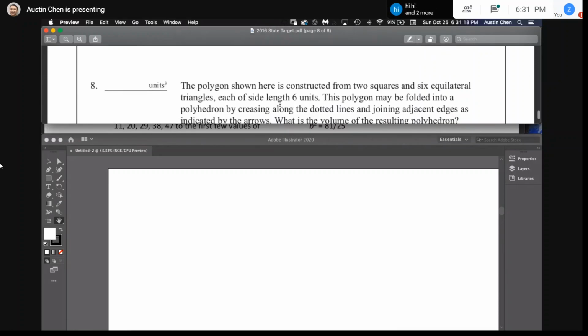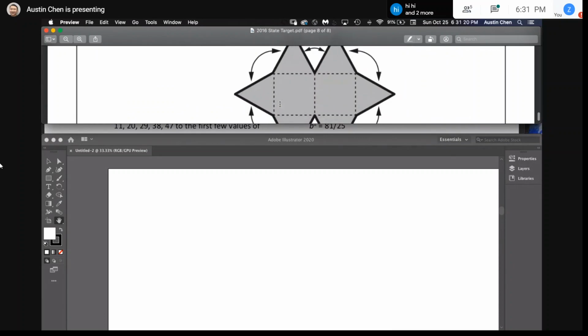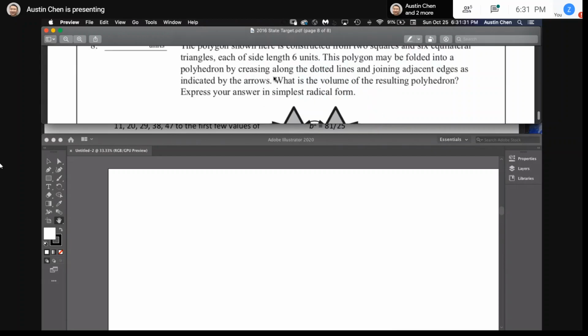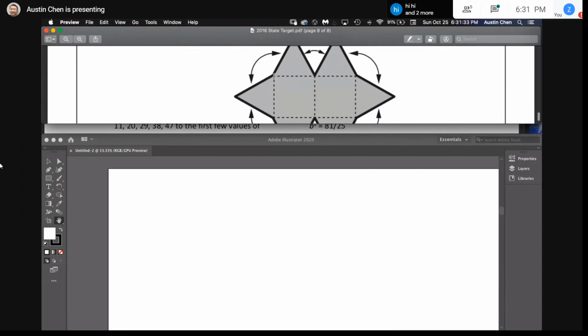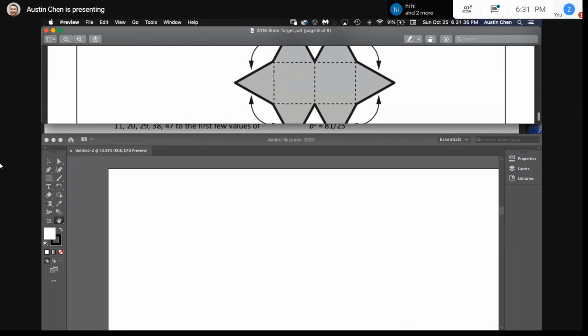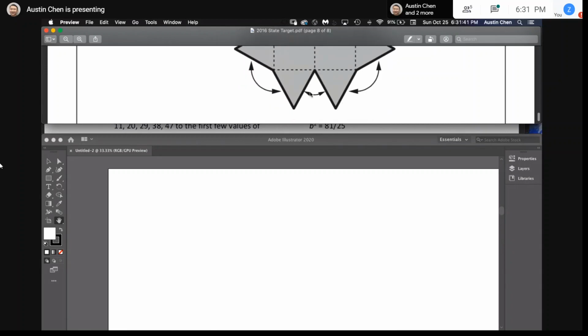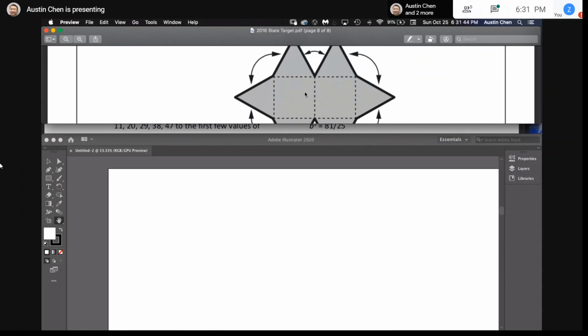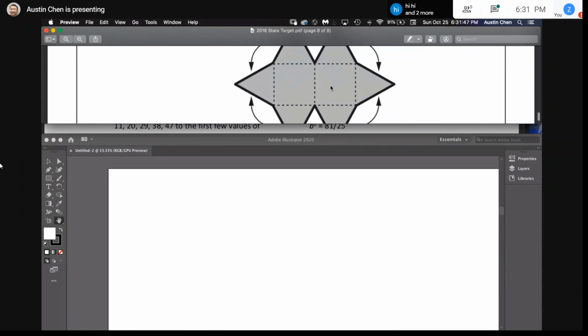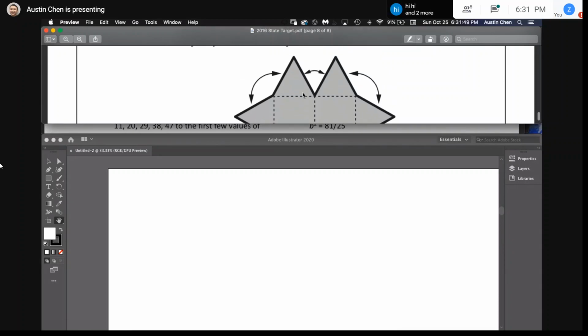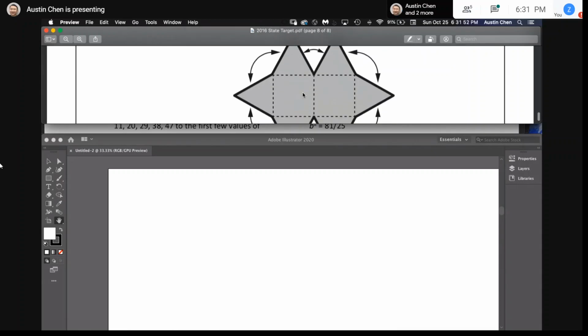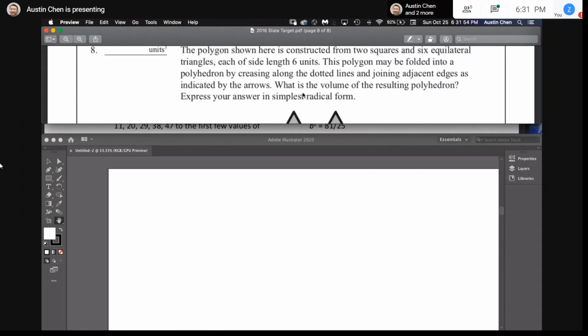All right, so we're gonna fold this polygon. Basically, it's gonna go over these dotted lines, and these arrowed edges are going to be connected together in the 3D shape, and we want to find the volume of that shape. Well, if you think about it, if we fold these two things together, we're gonna get two square pyramids, right? So then we just want the volume of the 2 square pyramids.